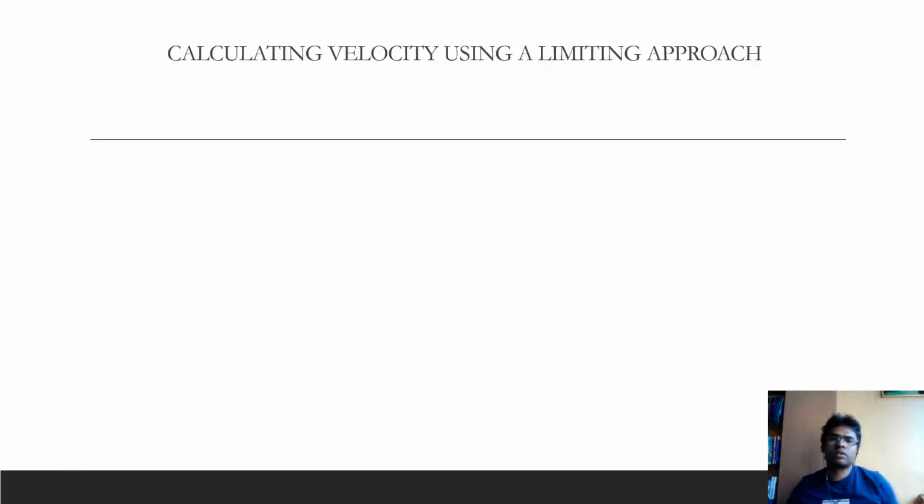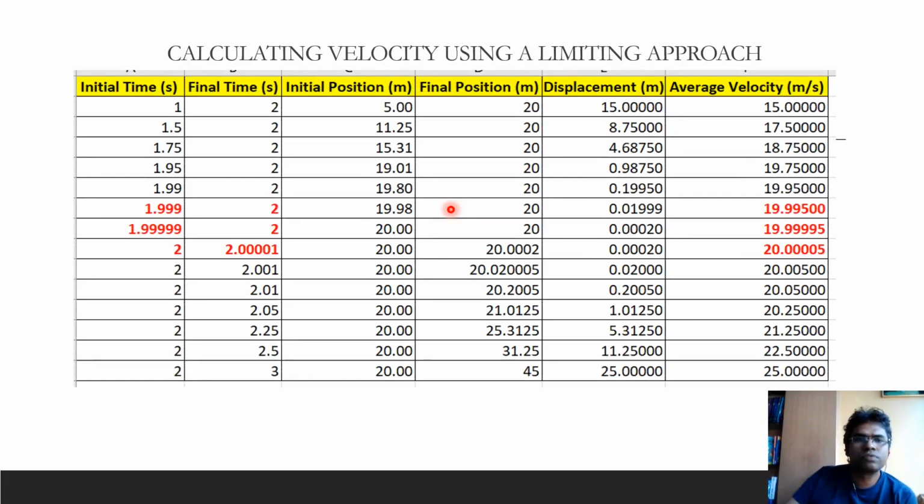Now let us look at numbers involved in calculating instantaneous velocity using the limiting approach. If you look at these numbers, our target time is 2 seconds. When I'm looking at a time interval which is just before 2 seconds, I'm taking these initial times, and getting the initial position and the final position. This initial position is at t equal to 1 second, and the final position at t equal to 2 seconds. We evaluate the displacement and then calculate the average velocity.